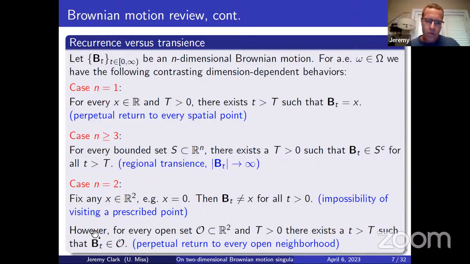However, it's a little bit nuanced, because if you specify any open set, say a very small open ball around the origin, then for any large time, there will exist a time at which the Brownian motion will visit that open set. So we have perpetual return to every open neighborhood in space.